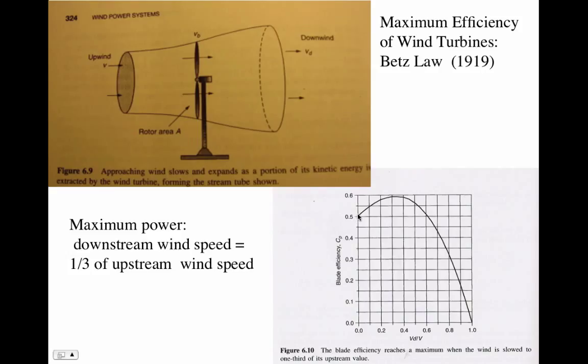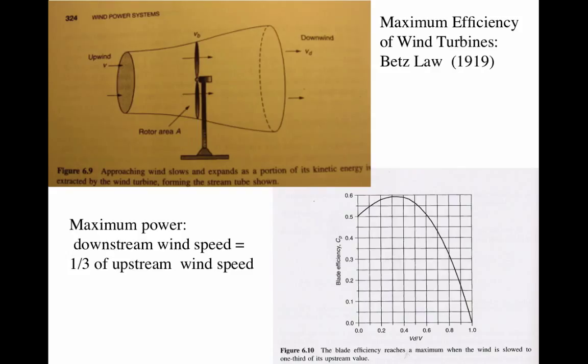What this is showing is that as you continue to extract, to slow the wind speed down, you keep extracting energy from the wind and you get to a point of a maximum. And then as you try to extract more and more, the wind can't get away downwind of the machine, and you start extracting less and less until you get to a point where your efficiency is zero.